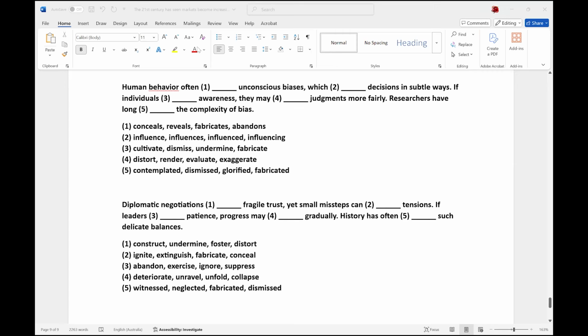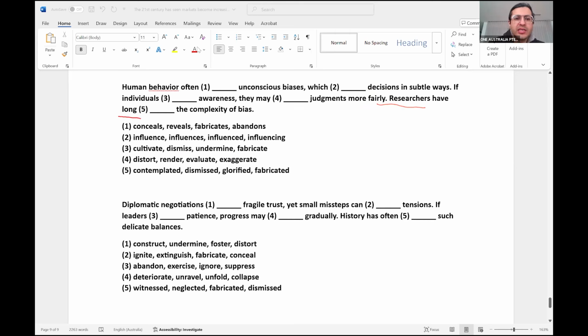If individuals cultivate awareness. Cultivate means, in this sense, if they create self-awareness. They may evaluate judgments more fairly. If they cultivate awareness, they will evaluate judgments more fairly.